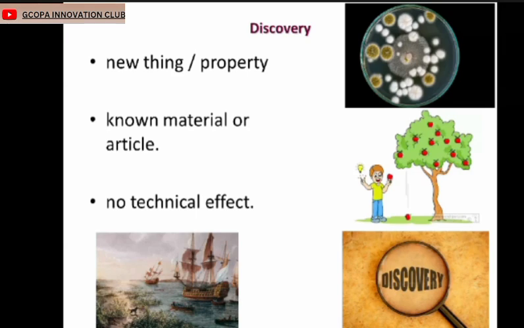Discovery is all about stuff which is naturally known. When you find out such stuff, it can be called a discovery. So any new thing, property of known material or article having no technical effect on the part of mankind is basically termed a discovery. They are not patentable.